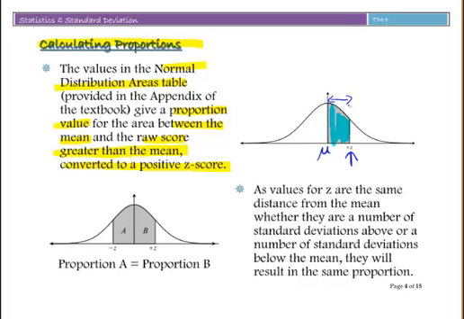Now, remembering that our curves are symmetrical, if I have negative z here, that's going to be exactly the same proportion as positive z because it's symmetrical. That means area A equals area B, or proportion A equals proportion B. So values of z that are the same distance from the mean correspond to the same proportion. So if z is 1.2 or z is negative 1.2, the proportion is going to be the same. It's just that one's below the mean and one's above the mean.